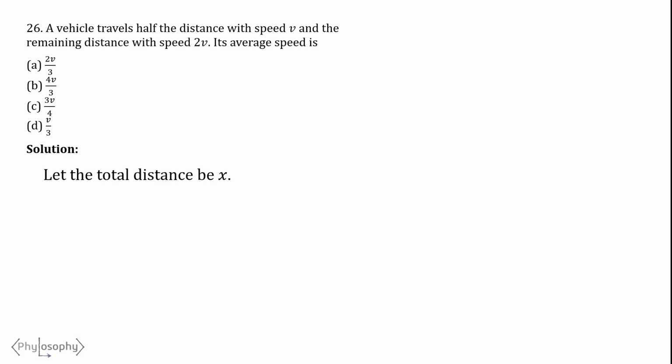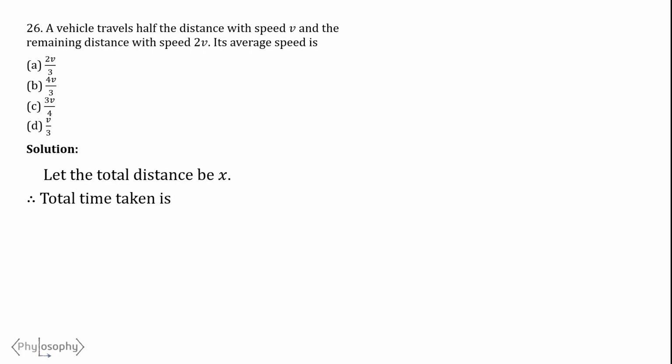Our next problem: a vehicle travels half the distance with speed v and the remaining distance with speed 2v. Its average speed is, and these are the four options. So, let the total distance be x. Therefore, the vehicle travels the distance x by 2 with speed v and another x by 2 with speed 2v.